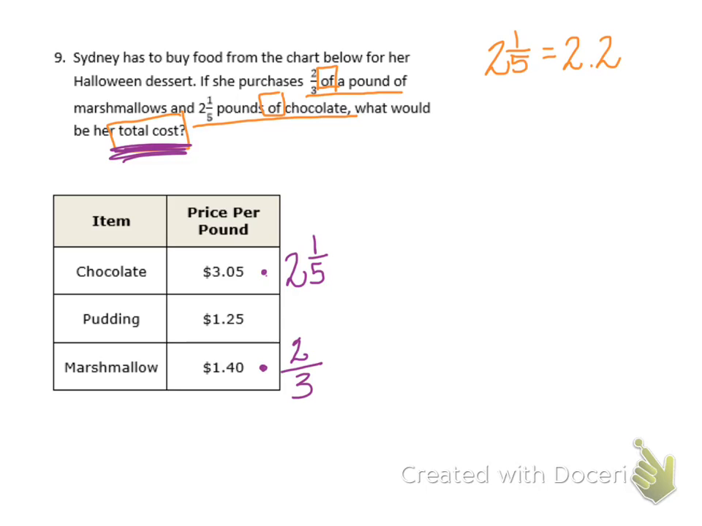So first I'm going to look at the chocolate. I know that 2 1/5 is 2 2/10. So I find it easier to go ahead and multiply with my decimals. So when I multiply $3.05 times 2 2/10.